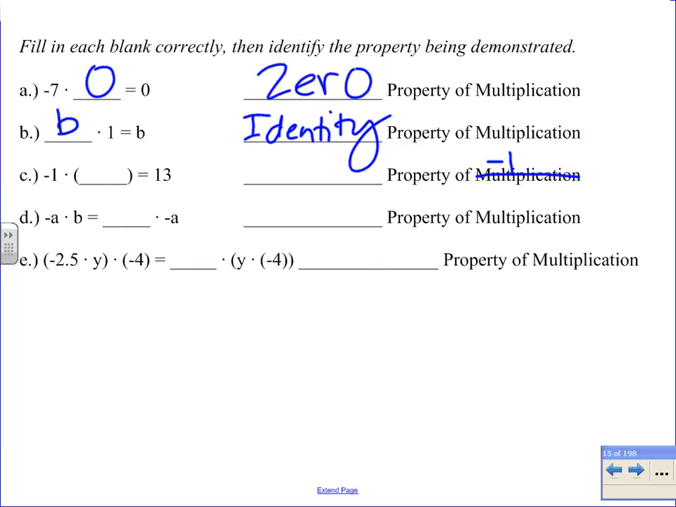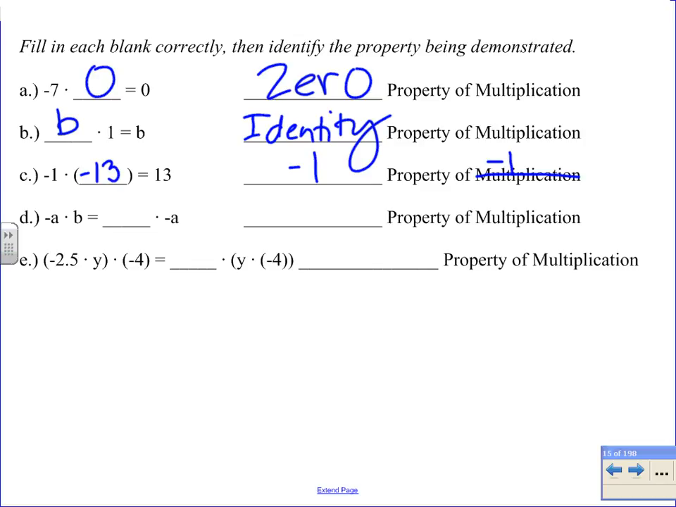Okay, so what am I filling in? Okay, what is that saying? Okay, which tells us what? Good job. Anything times -1 is the opposite. Mary, what about the next one?